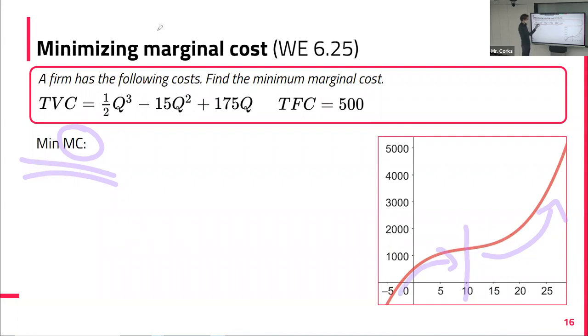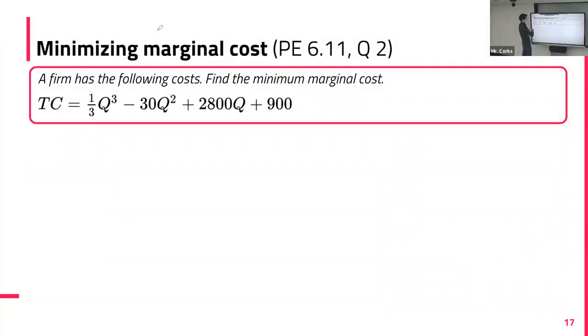I have another example, the exact same style as this, just with different numbers. So go ahead, try to find the minimum marginal cost for this scenario.